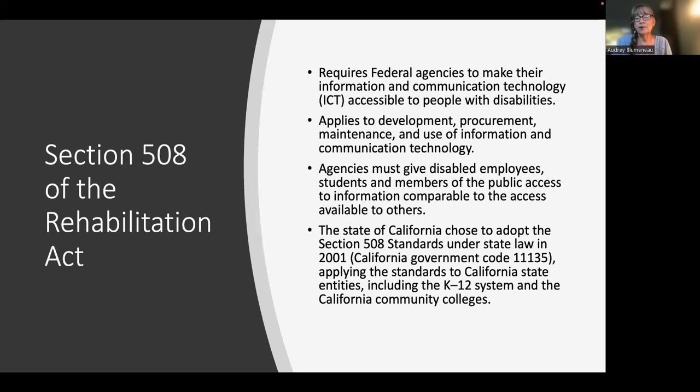So, Section 508 of the Rehabilitation Act requires federal agencies to make their information and communication technology accessible to people with disabilities. It applies to the development, procurement, maintenance, and use of information and communication technology. Agencies must give disabled employees and students and members of the public access to information comparable to the access available to others. That comparable thing is kind of an important thing because if I have a disability, I should not have to wait for you to suddenly go, oh, I didn't know. Okay, let me go fix that and then give it to you a couple of days later, right? This information, whatever it is that you're providing, needs to be accessible at the same time. So we all get the information at the same time.